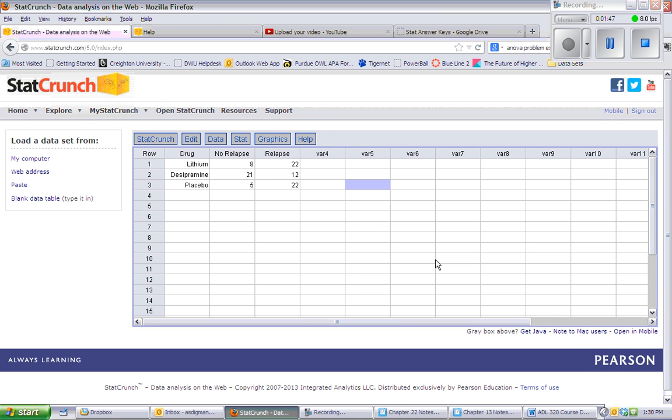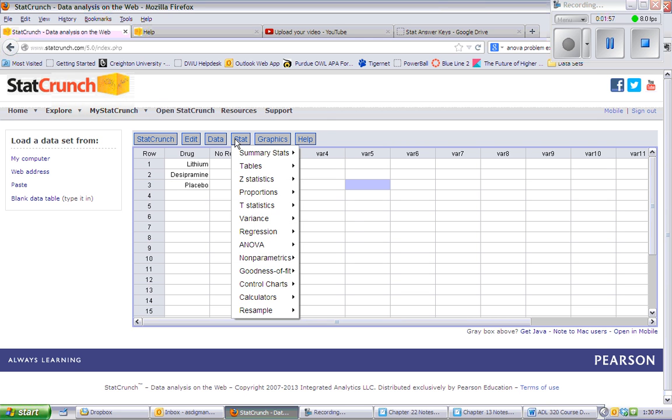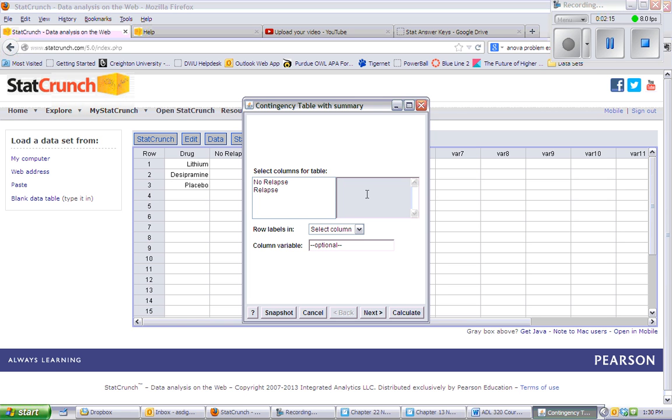To do the two-way table and to do a chi-squared, we're going to have to go a slightly different route. It's not as obvious as our other testing has been in StatCrunch. So you will end up going to Stat, Tables, and it's going to be the contingency table, and it's with summary because this is the summarized data. It's not the actual data, each individual case and so on. It's summarized because it's a two-way table.